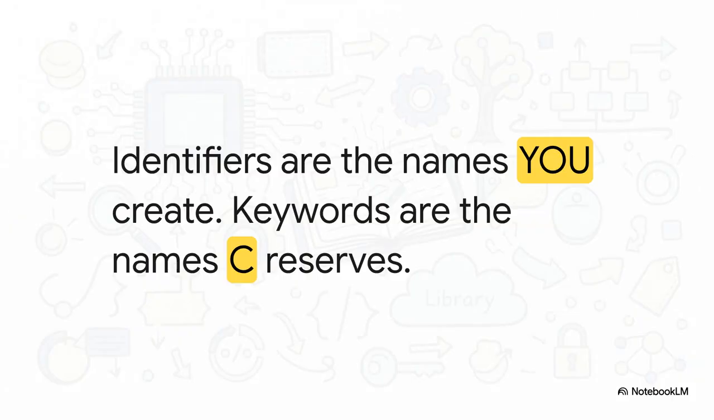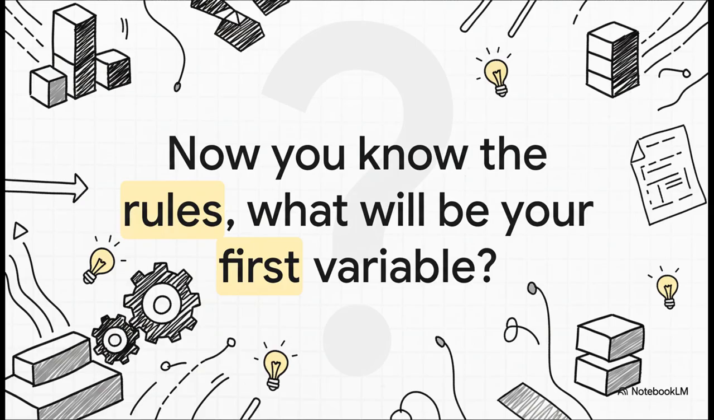So look, if you take away just one thing today, let it be this simple idea. Identifiers are the names you create. Keywords are the names C reserves. If you can get that distinction down, you've honestly mastered a core part of the language. And that's really the long and short of it. You now understand the fundamental grammar of C. Knowing the difference between the names you can make up and the ones you can't is literally the first big step to writing your own code.